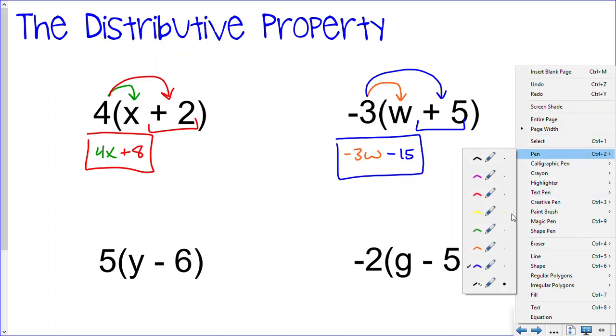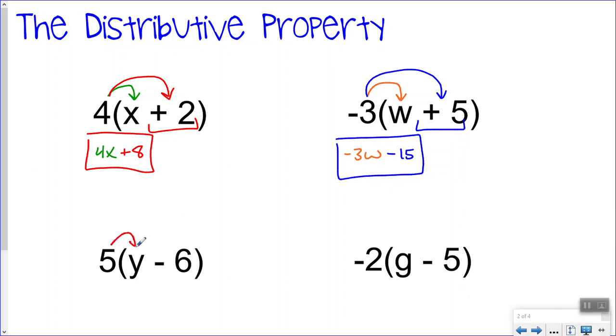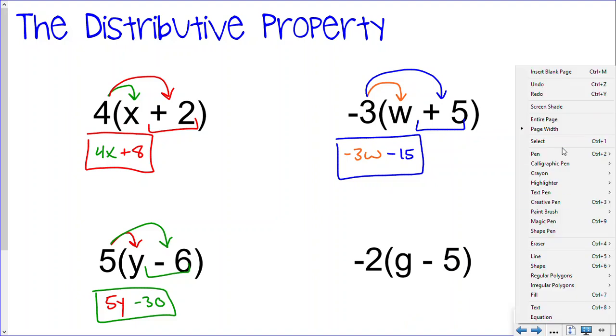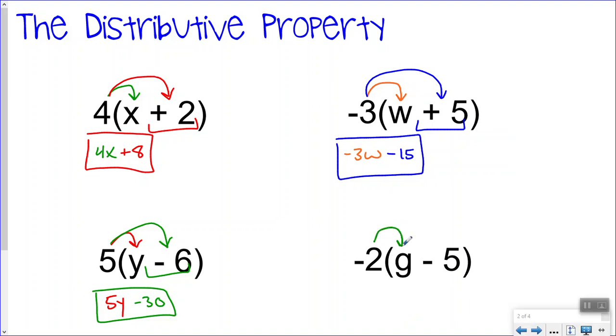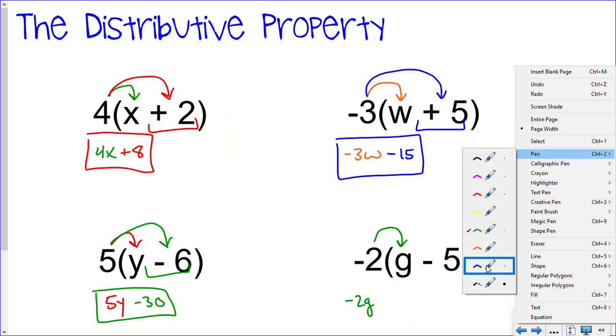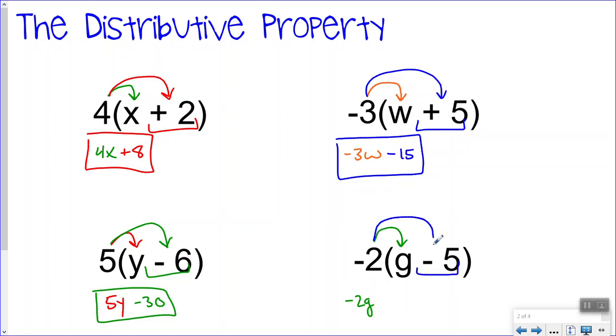Alright, for this first one, we have 5 times y, which is 5y. Then we also have 5 times negative 6, which is negative 30. And again, we can't combine them, so that's as far as we go. For this example, we have negative 2 times g, which is negative 2g, but we also have negative 2 times negative 5, which is positive 10. Those can't be combined, so this is our final answer.